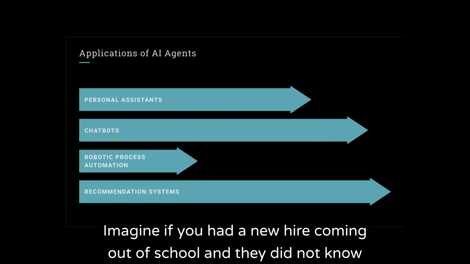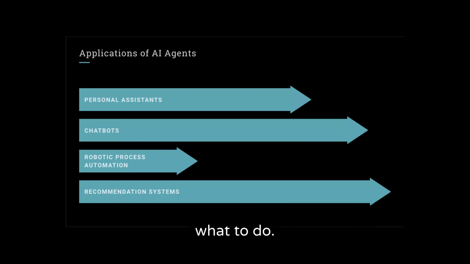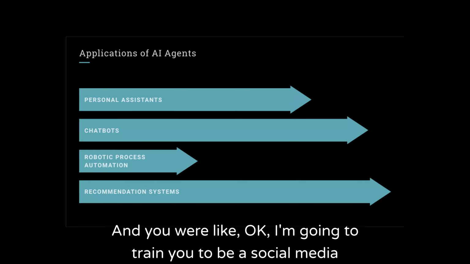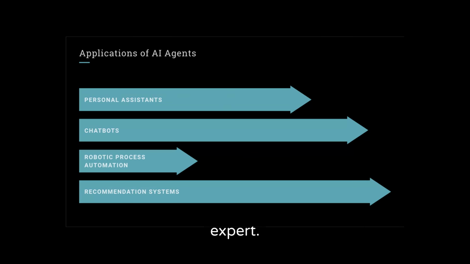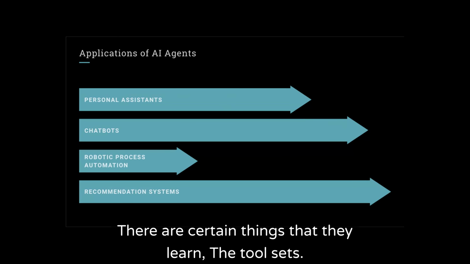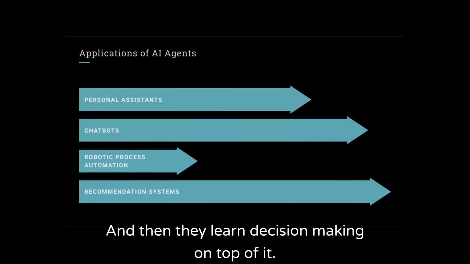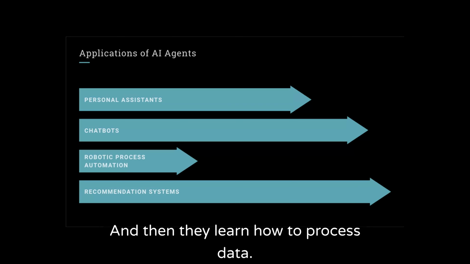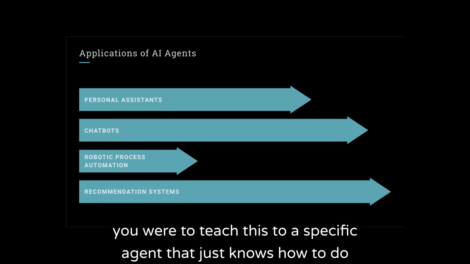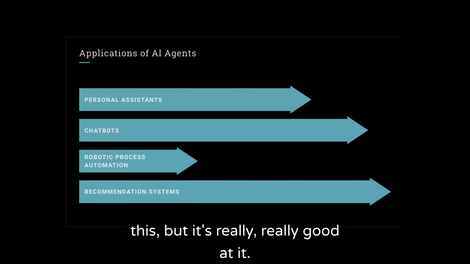Imagine if you had a new hire coming out of school and they did not know what to do. And you were like, okay, I'm going to train you to be a social media expert. There are certain things that they learn, right? The tool sets. And then they learn decision making on top of it. And then they learn how to process the data. What if you were to teach this to a specific agent that just knows how to do this, but is really, really good at it?